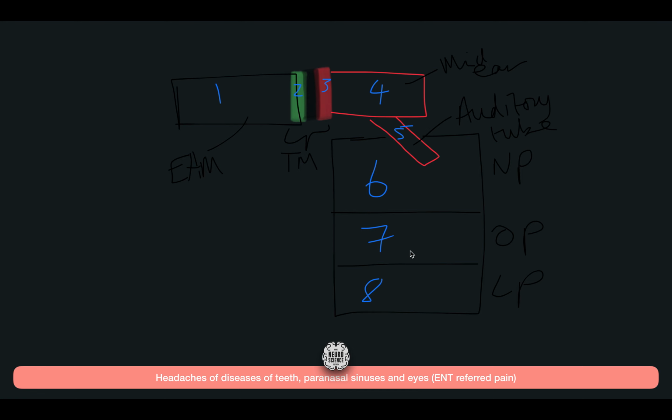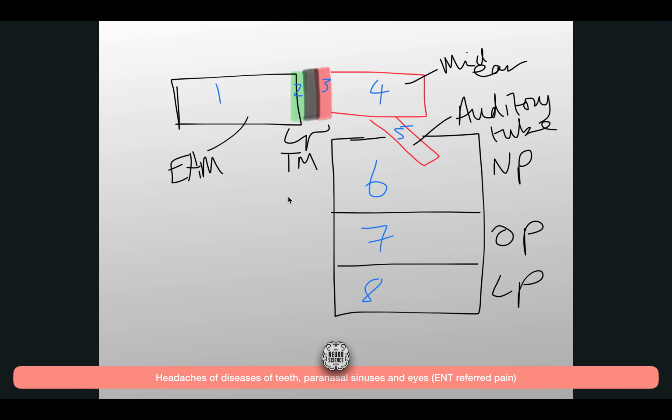ENT referred pain. Well, I made this little thing here back in first year, which helped me to visualize it. So we have our external auditory meatus, we have our tympanic membrane, which is comprised of 3 different layers. Then we have our middle ear, our eustachian tube, then our nasopharynx, oropharynx, and laryngopharynx. The external acoustic meatus is supplied by V3, the mandibular branch of the trigeminal nerve, and cranial nerve 10, which means that the outer layer of the tympanic membrane is supplied by the same, so V3 and cranial nerve 10. Okay?